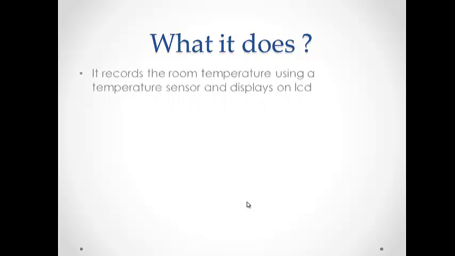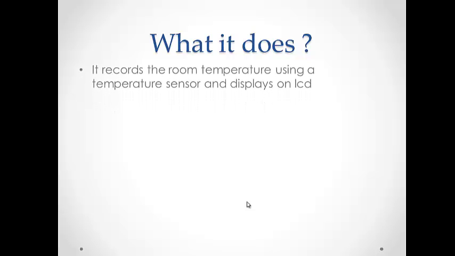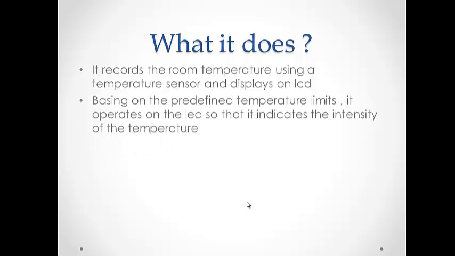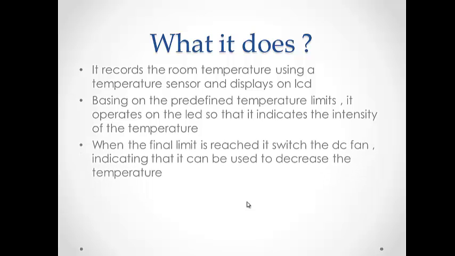What this project actually does is record the room temperature using a temperature sensor and display it on an LCD. Based on the predefined temperature limit, it operates the LEDs so that they indicate the intensity of the temperature. When the final limit is reached, it switches on the DC fan, indicating that it can be used to decrease the temperature.